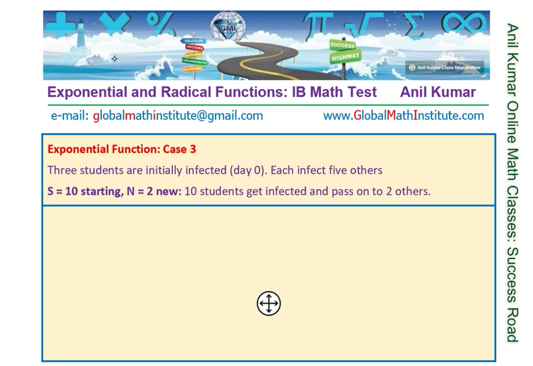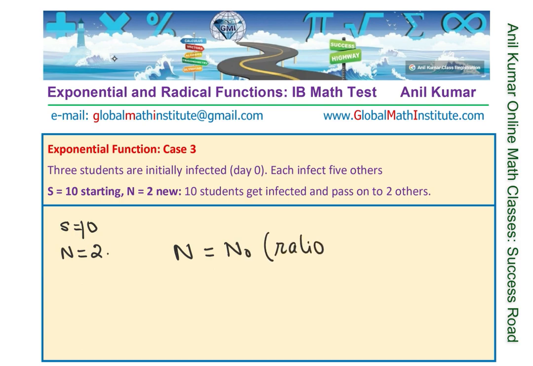Now, here is case 3. We have the starting number as 10, and the number of new students infected is 2. In that case, our model should give us what? We said the model is n0 times the ratio to the power of x. Now, how do you find the ratio?